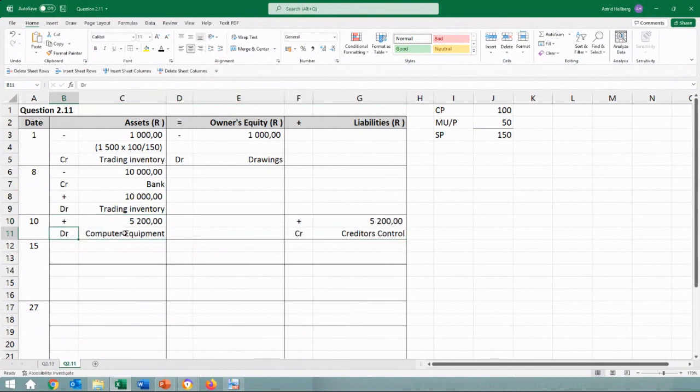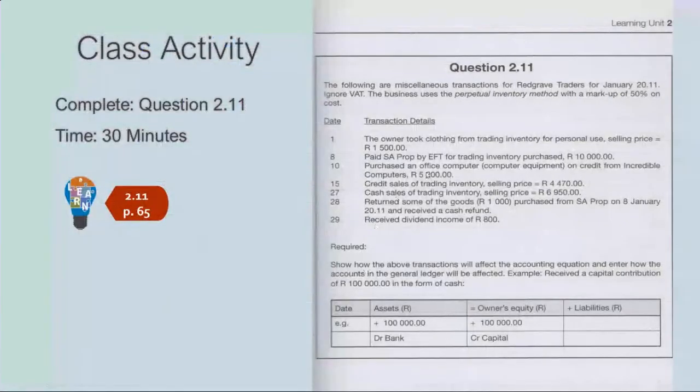Okay, so that means we debit computer equipment, we increase it with 5,200, which is the asset category, and creditor's control is the amount I've bought on credit, and we also increase the liabilities for 5,200. Okay, so that's how I account for that specific transaction.